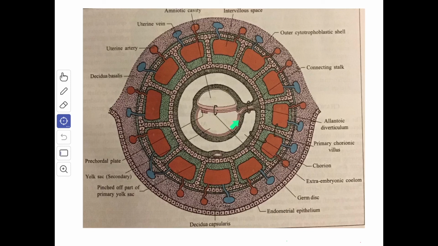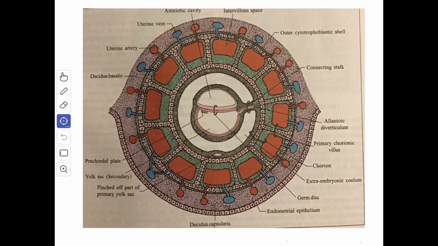The trophoblast together with the somatopleuric layer of the extraembryonic mesoderm forms the chorion. So this forms the chorion. Henceforward, the villi are now termed the chorionic villi.